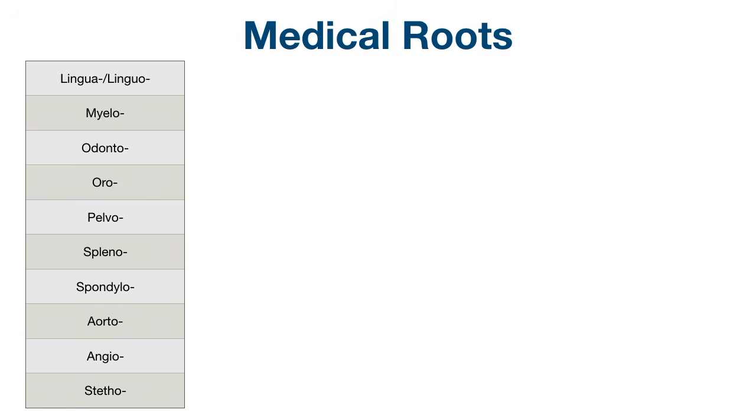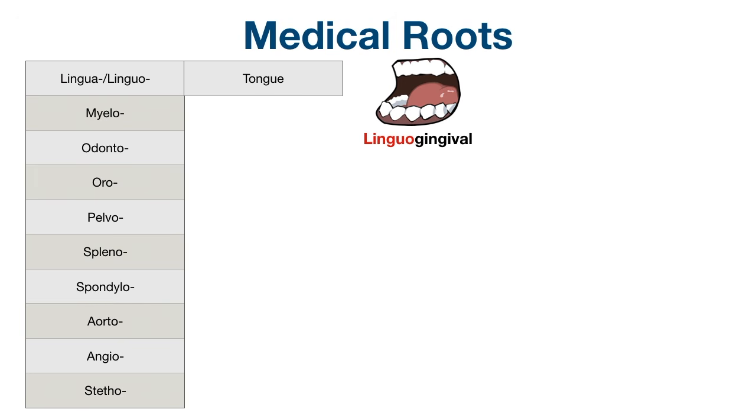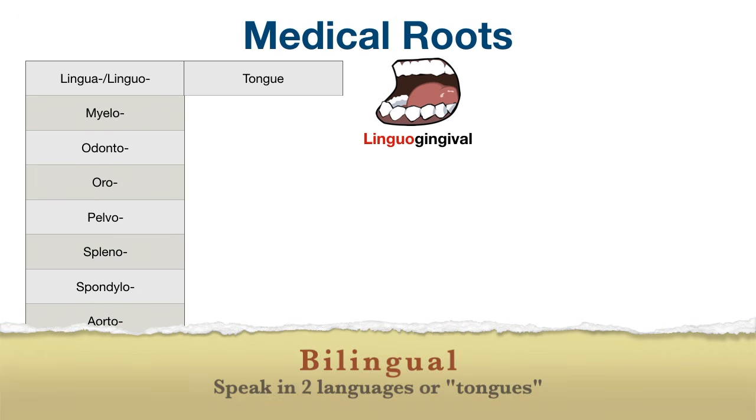First, we have lingua or linguo, which means tongue. We can use the example linguogingival because we now know what gingivo means. We know gingivo refers to the gums, and linguo refers to the tongue. So linguogingival pertains to the tongue and gums. You can also think of the word bilingual, which is the ability to speak in 2 languages or tongues.